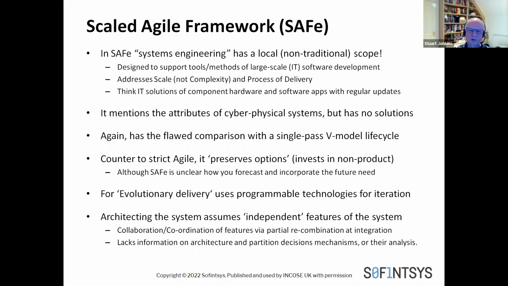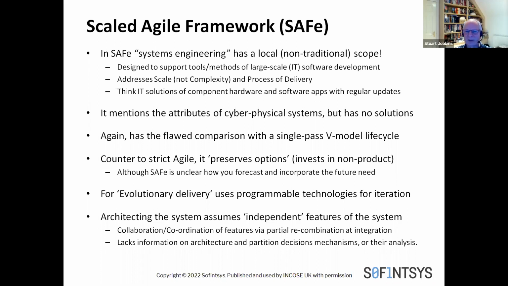It's designed to support tools and methods of large-scale IT-type developments, generally software developments. It addresses scale, but not really complexity, because it still has this view of independence, or largely independence. And it has an IT solution style view of life, which is maybe commercial off-the-shelf hardware that can be swapped out. It mentions the attributes of cyber-physical systems, but really doesn't have any solutions to them. Again, it has the flawed comparison of the single pass to the V model, but counter to strict Agile, at least it does preserve some options.